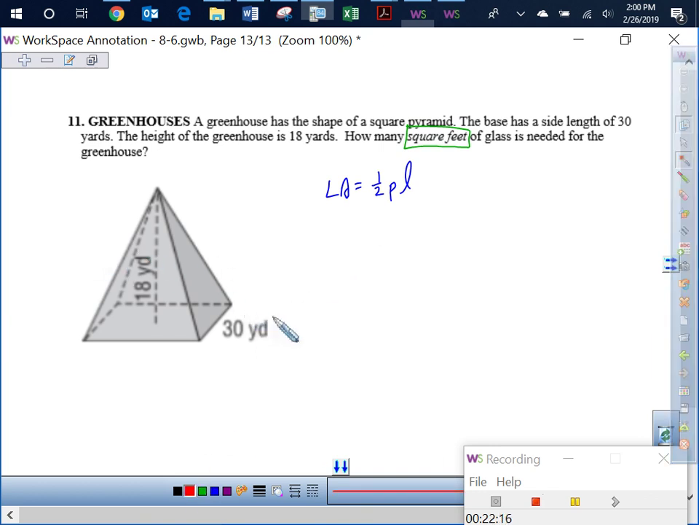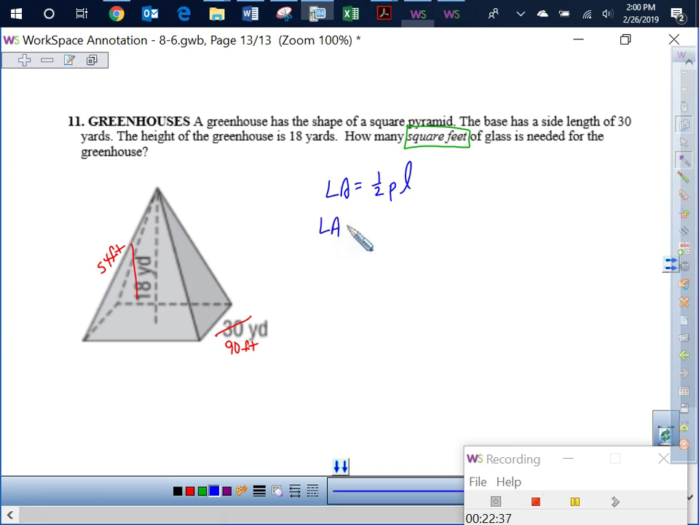I'm going to change the yards into feet. There's 3 feet in a yard. So if I'm going to change this to feet, feet is a smaller unit than yards. That means this number has to get bigger by a factor of 3. So I'm going to multiply by 3, and he's 90 feet. And by the same token, 18 times 3 is 54 feet. So sweet. Let's go to our formula.